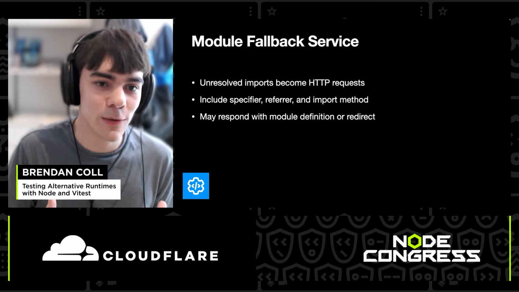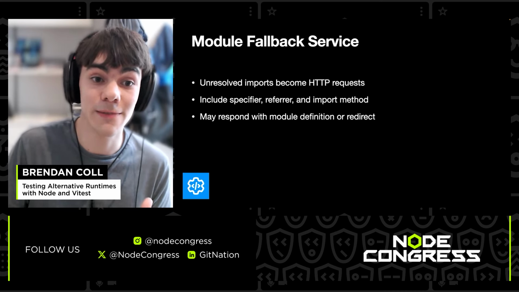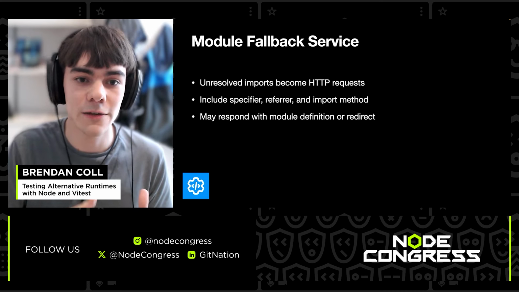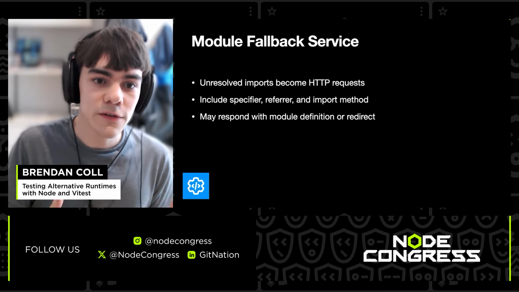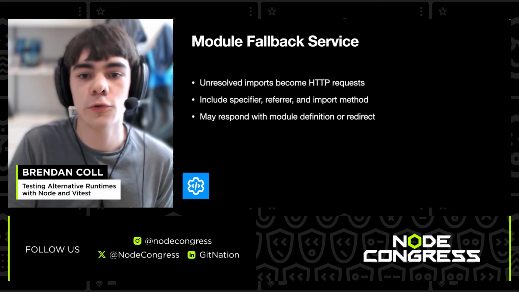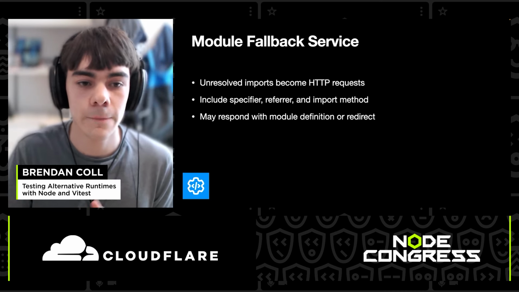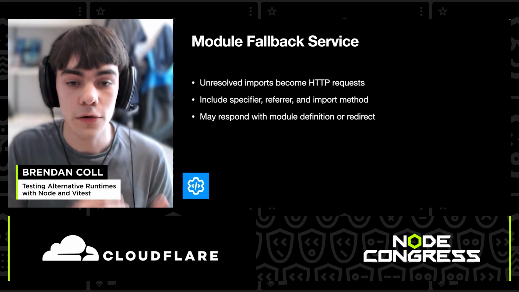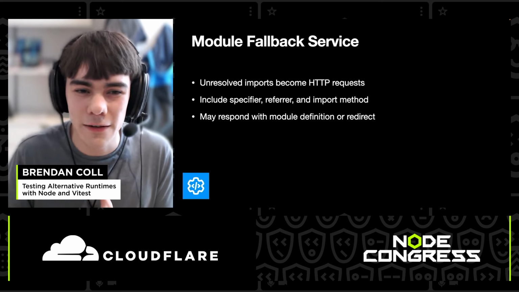This is a new thing we added to workerd, which, if enabled, turns unresolved imports into HTTP requests, including the specifier and referrer. We also include whether this was an import or require, as these have different semantics. The service can then respond with a module definition or a redirect to a different specifier if the resolved location is different from the target. Requires are synchronous, so these will block the main thread until the service responds. This is sort of like how modules work in the browser.